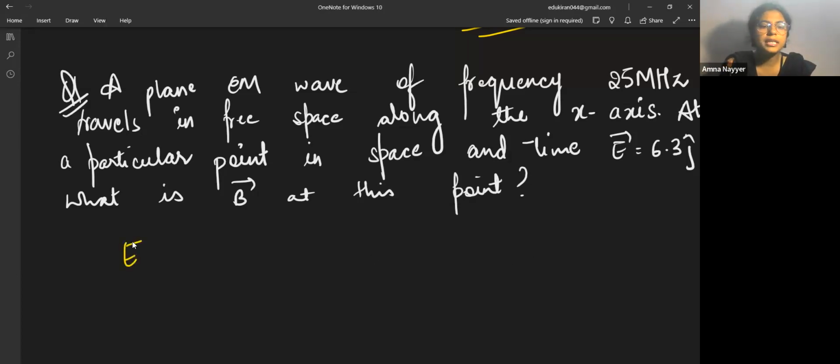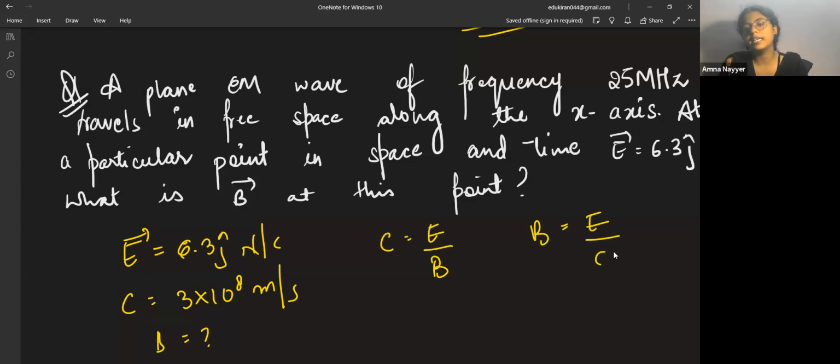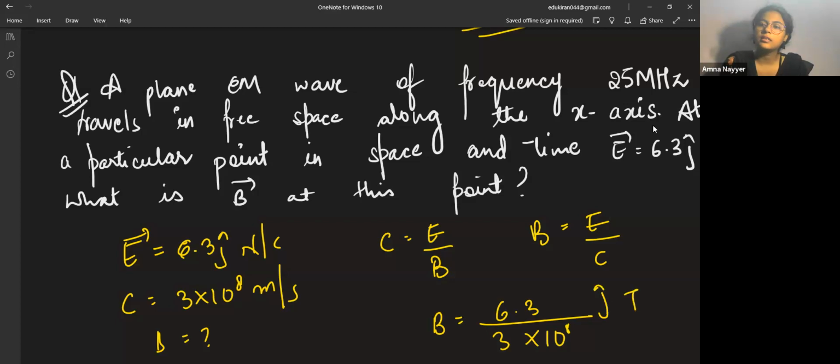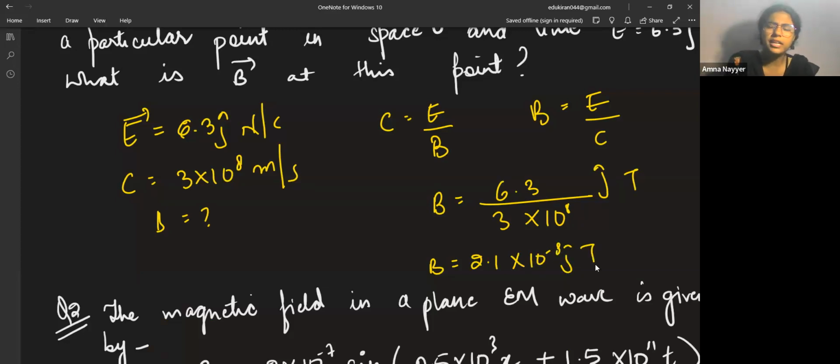So the electric field is 6.3 j cap Newton per coulomb. The speed of light is 3 into 10 to the power 8 meter per second, and you have to find the magnetic field. So C is equal to E by B, so B is equal to E by C. My value of magnetic field will be 6.3 divided by 3 into 10 to the power 8 j cap Tesla. So this will become 2.1 into 10 to the power minus 8 j cap. Yes. Very easy short question.